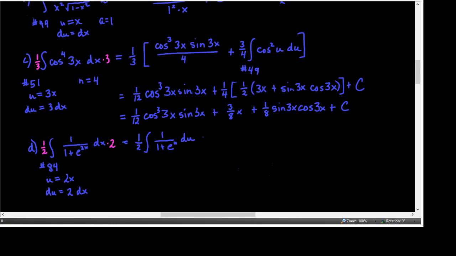And so we're ready to go. Okay, so according to number 84, this will be 1/2, because of the 1/2 we pulled out, times 2x minus the ln of 1 plus e to the 2x plus c, which simplifies to be x minus 1/2 ln of 1 plus e to the 2x plus c. Okay, that was D.